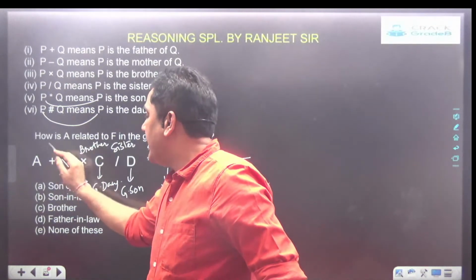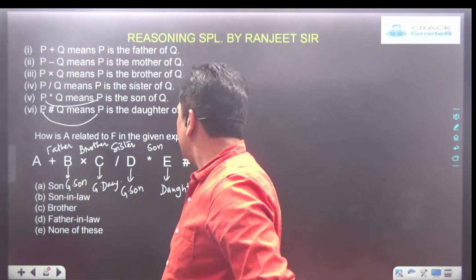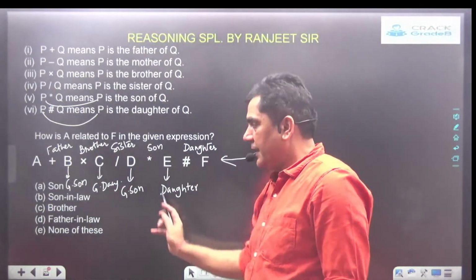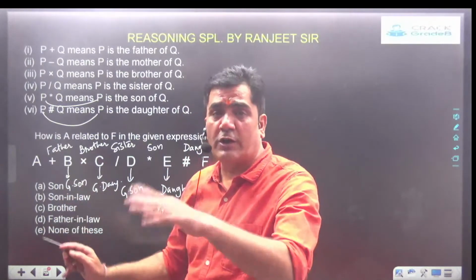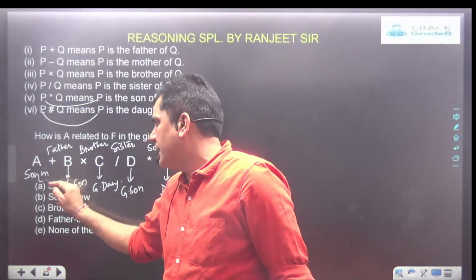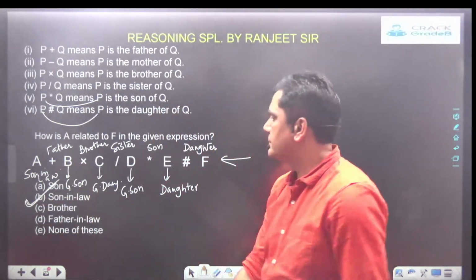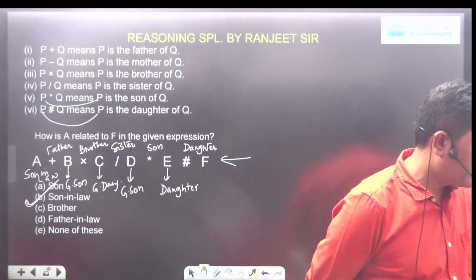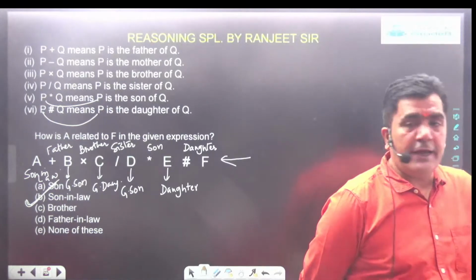And my grandson's father. My grandson's father means what? It means my daughter's husband. See, here the grandson is nothing but my daughter's son. My daughter's son's father will be my daughter's husband. So A will be son-in-law. So the answer should be B. Clear? Anyone, any problem?